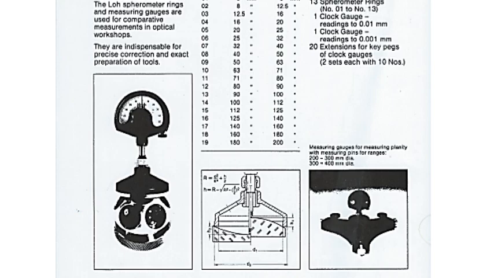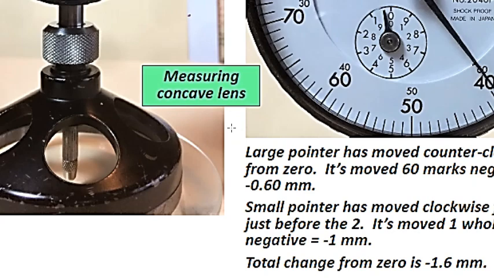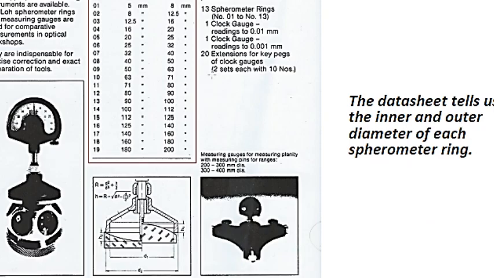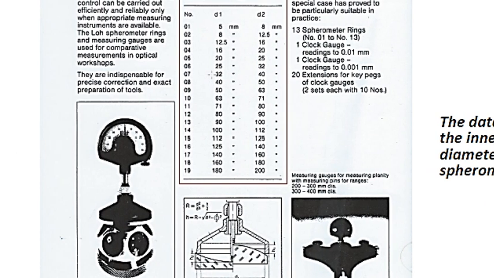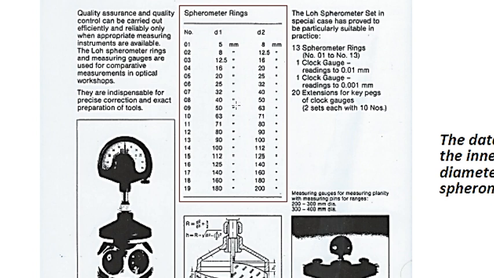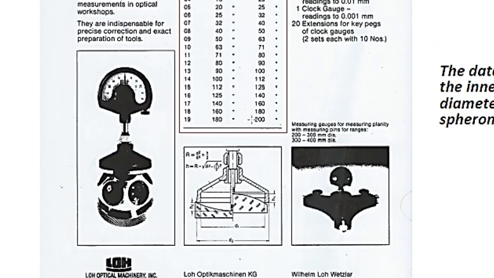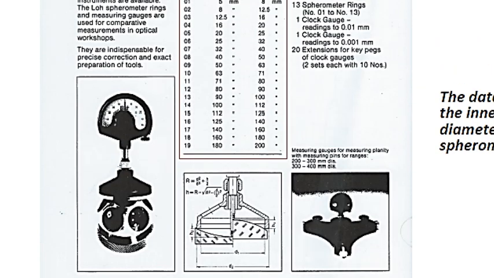When we look at it very large, you can see the spherometer, your dial gauge, and then your base is here, and of course this is your calculation of how to do it. You can see the ring number right there and the corresponding D1 and D2 measurements given for you to use. Your D1 and D2 are for your knife edges diameter, your inner and your outer diameter. So make sure that you use this sheet.